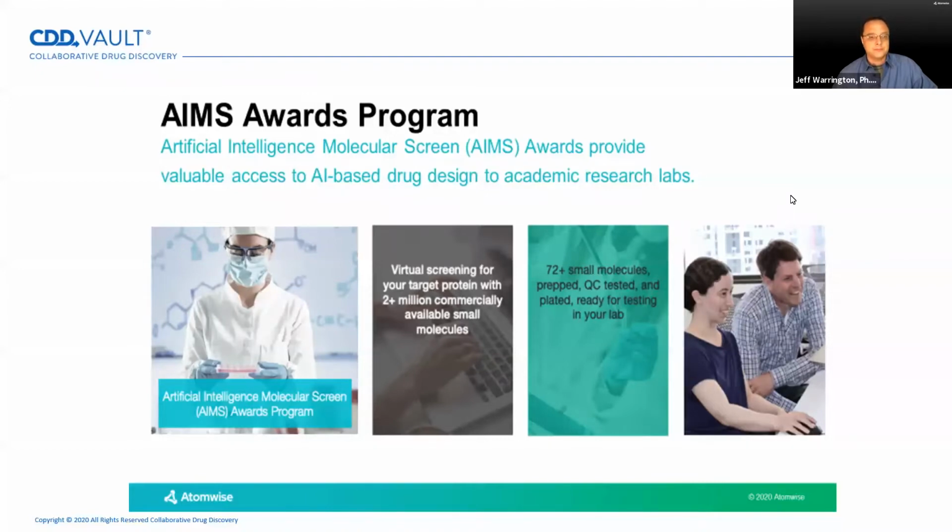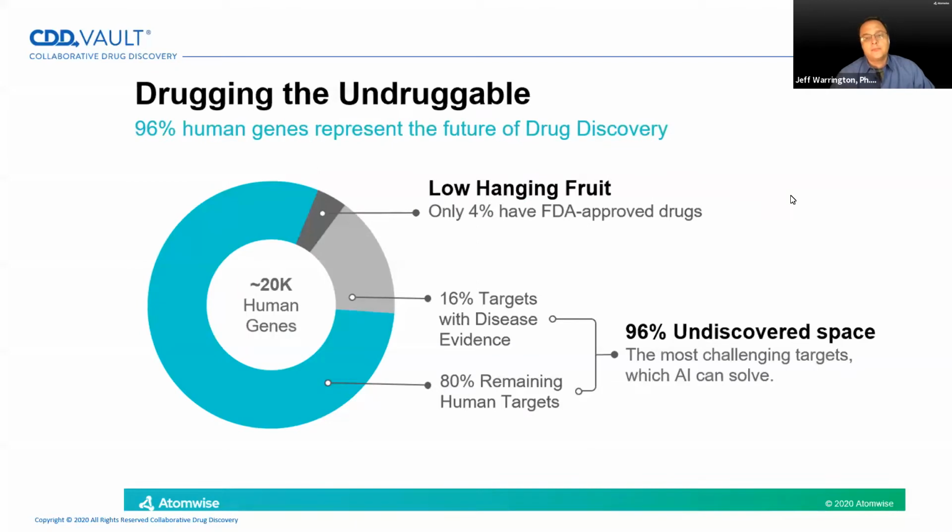Next slide, please. I think there are real unmet medical needs in terms of drugging the undrugged. To date, only 4% of the estimated human genome has drugs for it. But there are 4 times that number that have some disease evidence, and even the remaining 80% are quite simply unknown. So I think today, coming back to your question of what's different today, there's a tremendous opportunity for AI algorithms to be developed and find leads for even the most challenging targets.